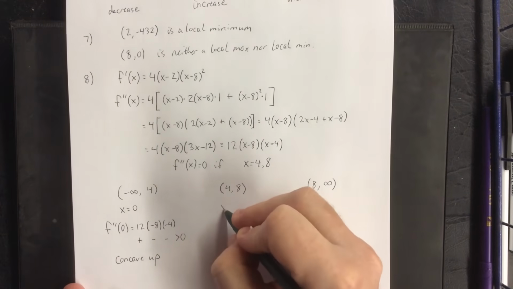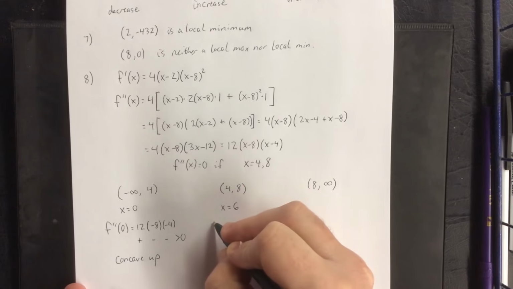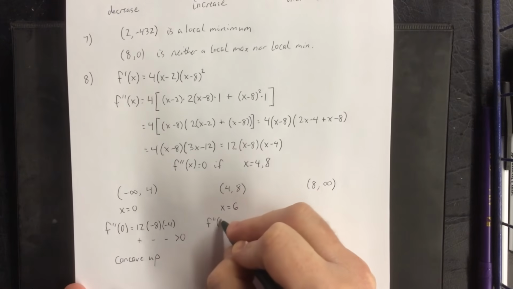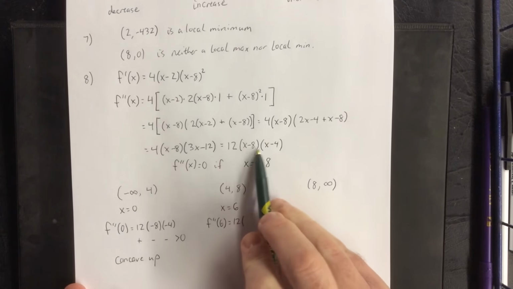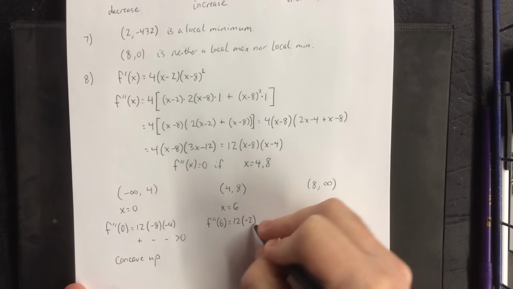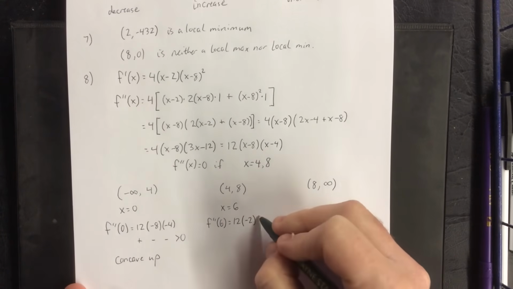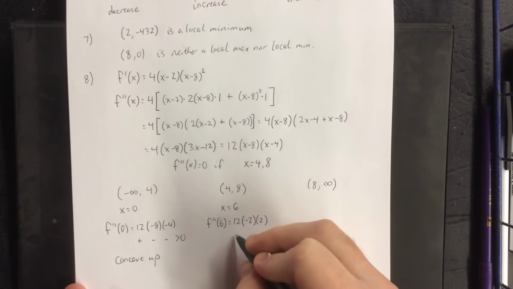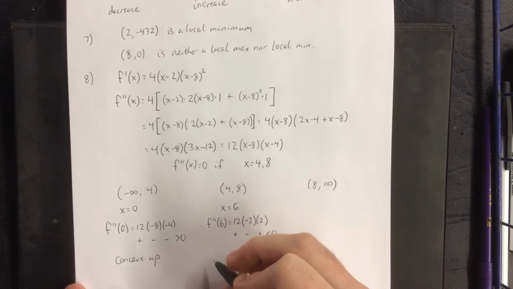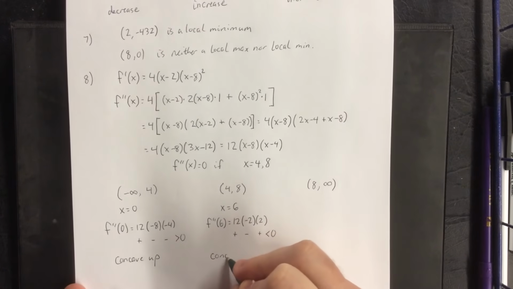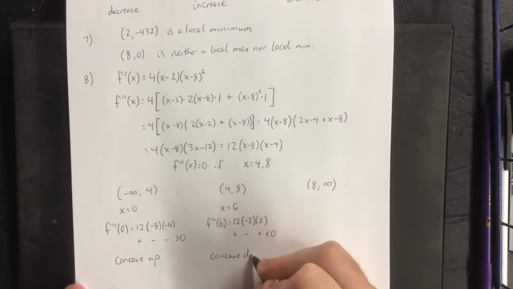For 4 to 8, let's use x equals 6. So f double prime of 6 is going to be 12 times 6 minus 8 times 6 minus 4. That'll be 2. That is positive times negative times positive. Overall result is negative. On this interval, we are going to be concave down.